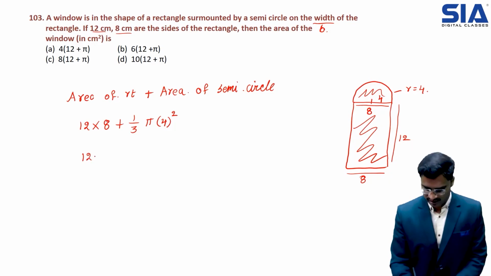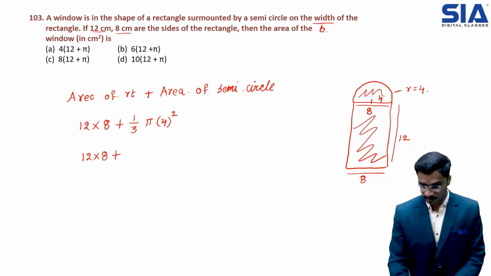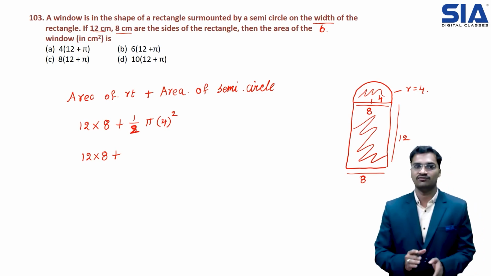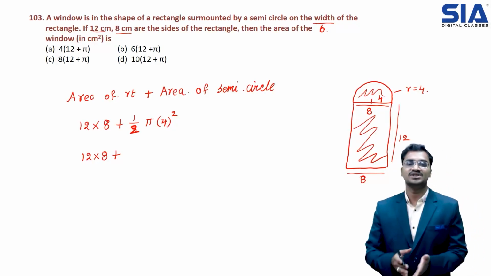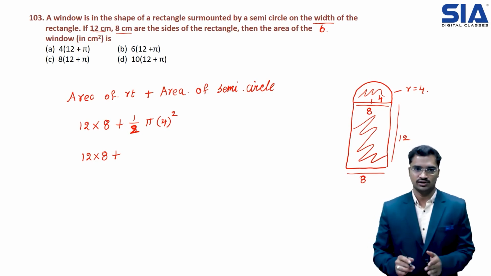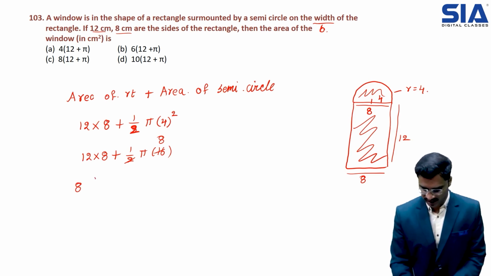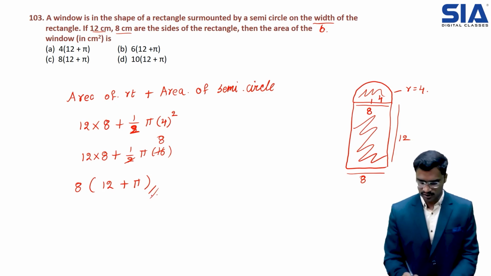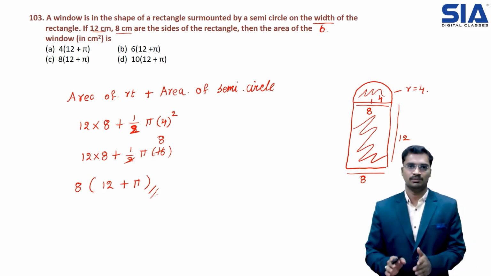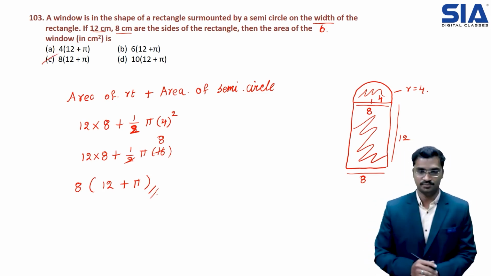Now 12 multiplied by 8 plus r value. So 1 by 2, sorry, this value is 1 by 2, half, not 1 by 3. So semicircle area is half pi r square, 1 by 2 pi r square. So then 4 square is what? So let us see, 1 by 2 pi 16, 16 by 2 is 8 pi. So let us take common as 8, then I am left with 12 plus pi. So our answer is what? 8 into 12 plus pi, which is option C.